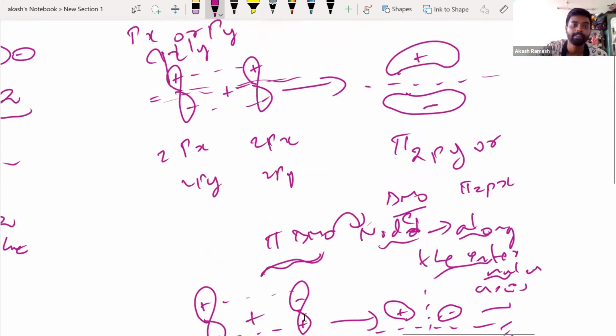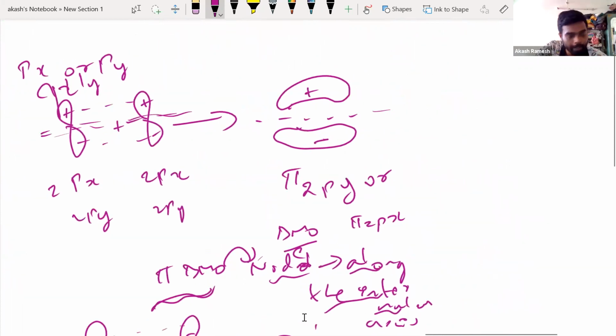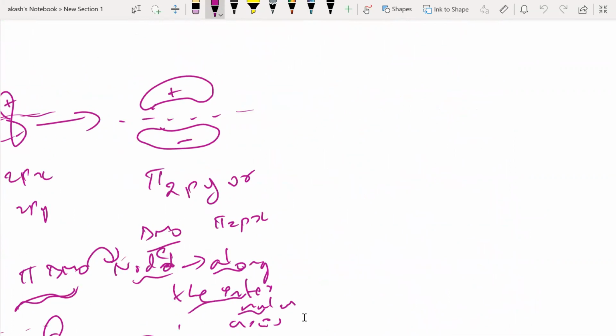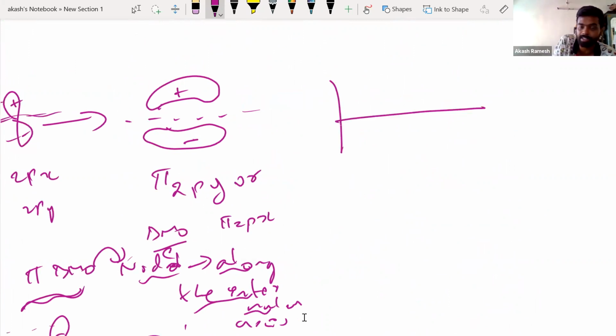Okay, fine. So now we understood the different kinds. Even d orbitals can be involved, but we are not going to look into it because it's very complex. Sir, what does the plus and minus signify? I told you. See, if there is a wave, say this is the origin, this is the axis.